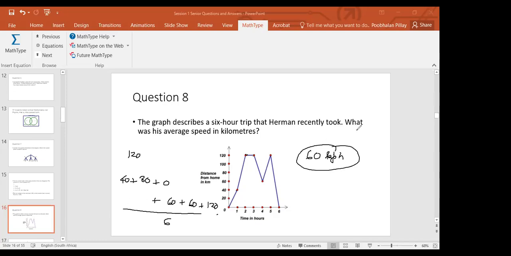Okay, I think that was a very interesting question. How many of you were able to get 60 kilometers per hour? That will be interesting to see.